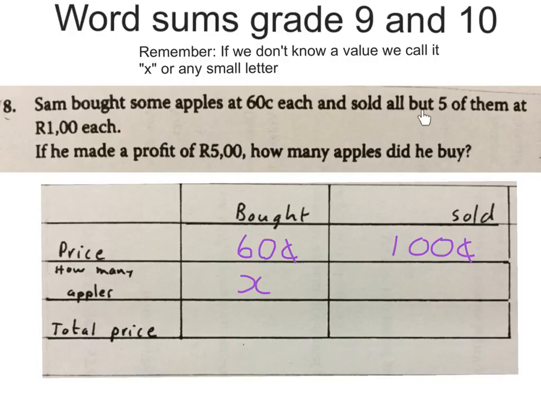Then hidden in this information, he says he sold all, that's x of them, but 5 of them at this price. So leave the price out. We got that out already, but he sold all but 5. Now it's easy if somebody reads it to you to see it, but you've got to find it on your own in future. So over here, I'm going to take all less 5.